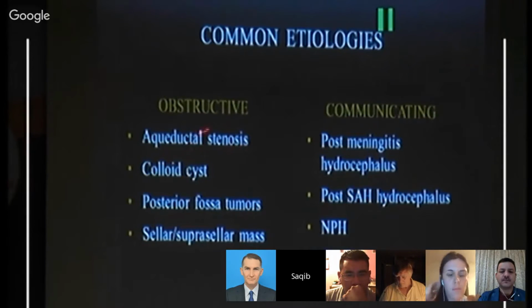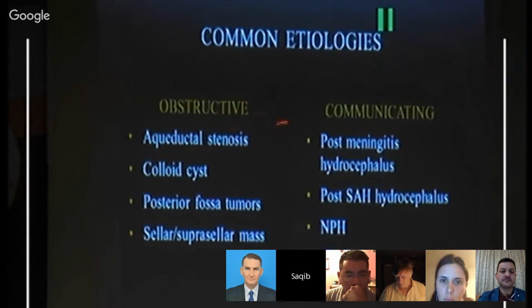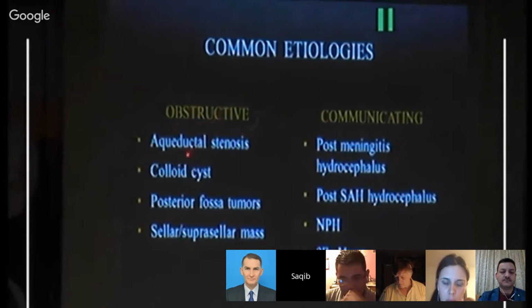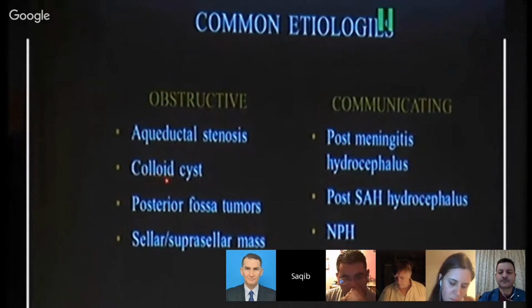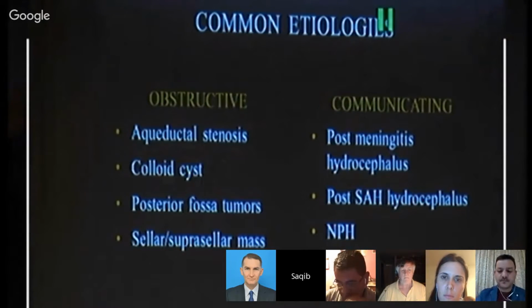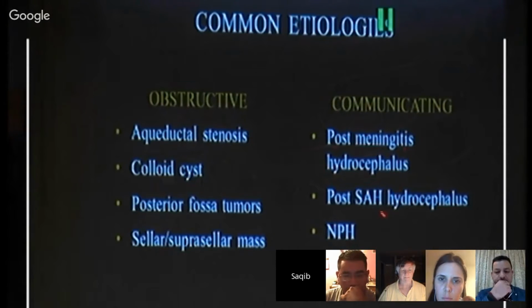Just to go through the common etiologies that can lead to hydrocephalus in the obstructive type, this is something that we see not very frequently, but quite often: aqueductal stenosis, posterior fossa tumors, sellar and suprasellar masses. The common kind of hydrocephalus that we see in our population is mostly the communicating type, the post-meningitic or post-tuberculous meningitic hydrocephalus, and post-SAH hydrocephalus.